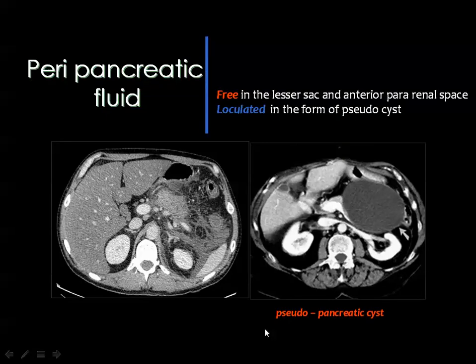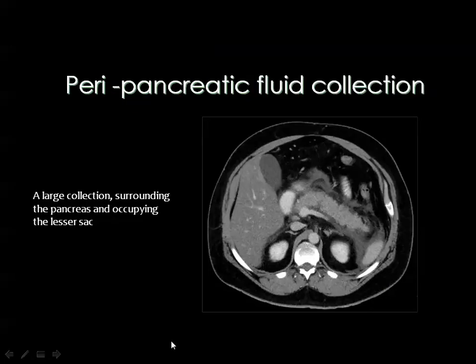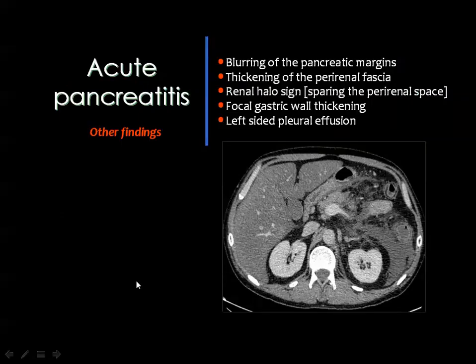Then, as I have said, the peripancreatic fluid may be seen in the free state, as you can see here, or being encysted and forming what's known as the pseudopancreatic cyst. This is acute pancreatitis. The pancreas is relatively swollen, and there is free fluid almost encircling the pancreatic area and obliterating the peripancreatic fat planes.